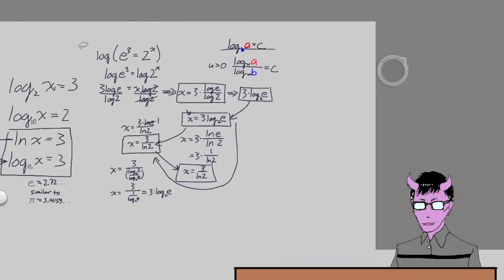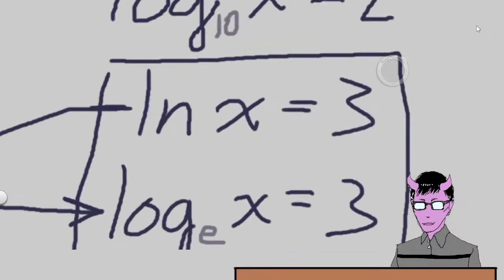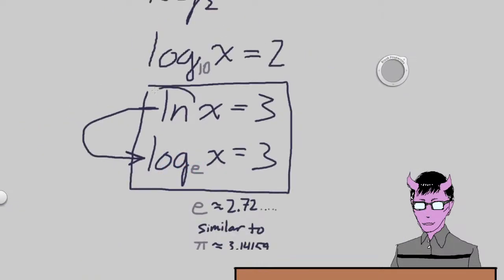Okay, that's it for the change of base and for the natural log. The natural log is not very difficult. It's just coming to terms with the symbolic representation. Just understand it's base e. That's it. It's very simple. It's very lazy. It's for lazy people like I am.